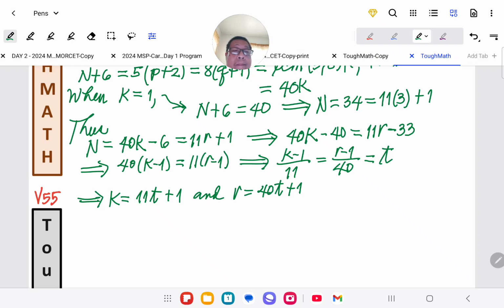And for r, wait a minute, this is not 1 here, sorry. This one is 3. So this one here is 3. Okay, r is 40t plus 3.